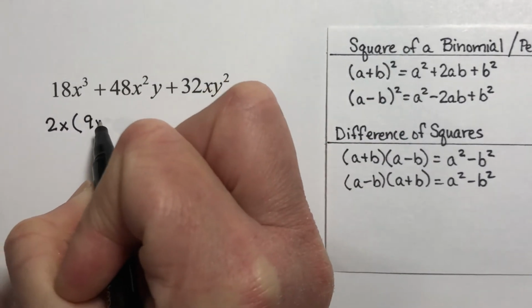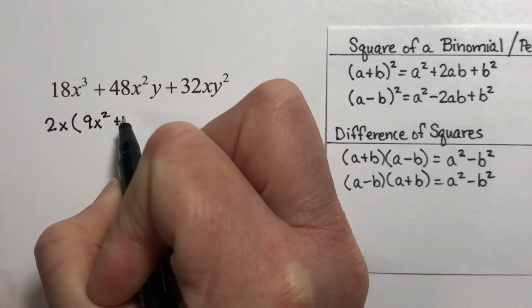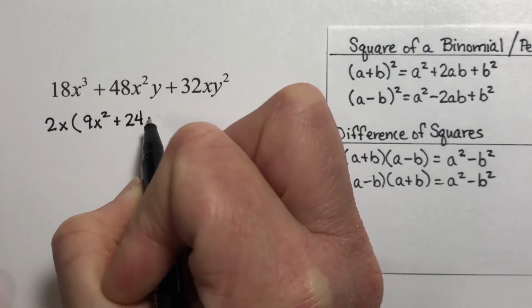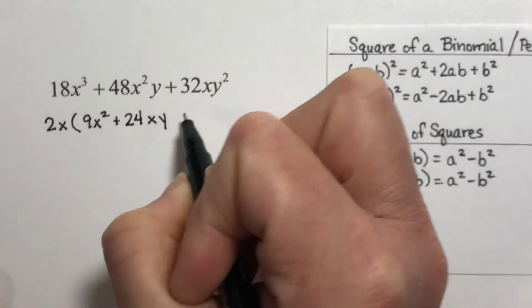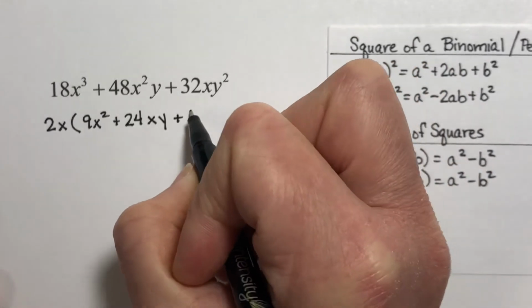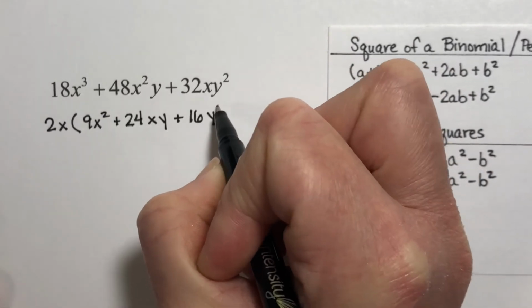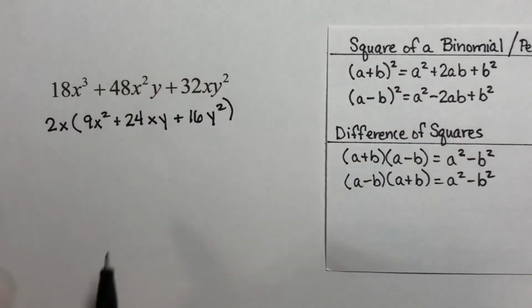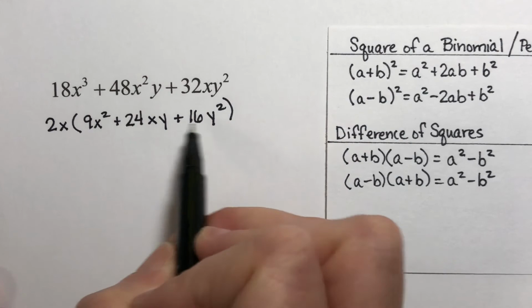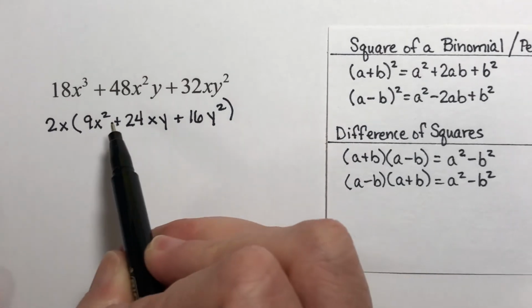That will give me 9x squared plus 24xy plus 16y squared. So already it's factored. Our answer is not going to be prime because we had a GCF. Now we need to look in here and see if this factors any further.